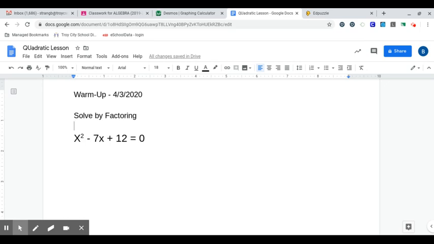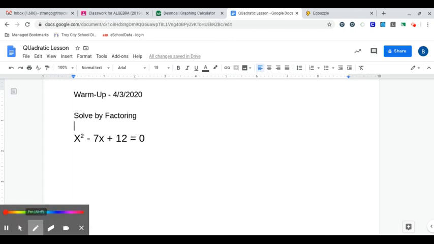So it's April 3rd. We're going to start off with a warm-up problem. I'm going to have you guys solve this by factoring, trying to use the AC method. You don't have to use the quadratic formula for this. I'll give you a second to try that out, and then we'll come back and we'll solve this.